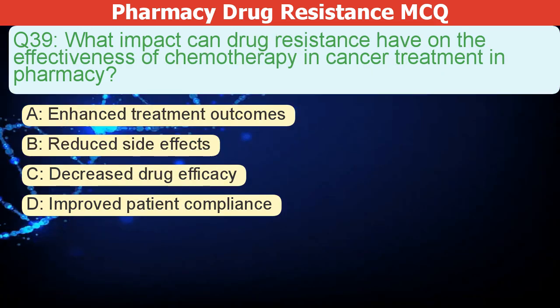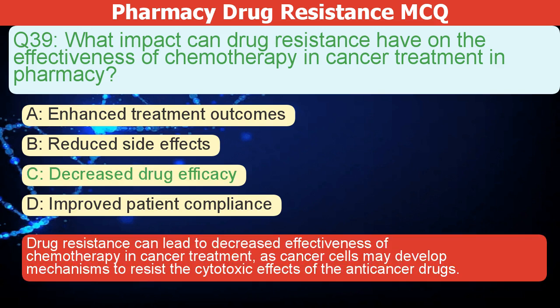What impact can drug resistance have on how well chemotherapy works to treat cancer? A. Enhanced treatment outcomes. B. Reduced side effects. C. Decreased drug efficacy. D. Improved patient compliance. The correct answer is C.